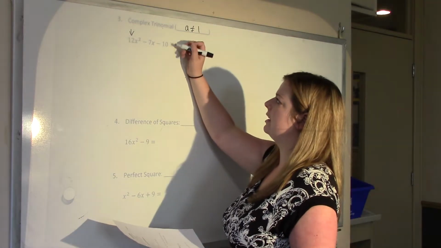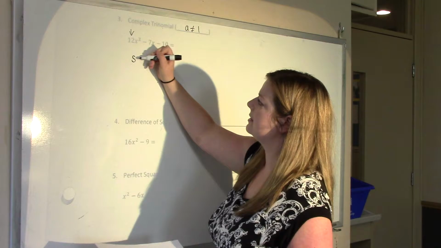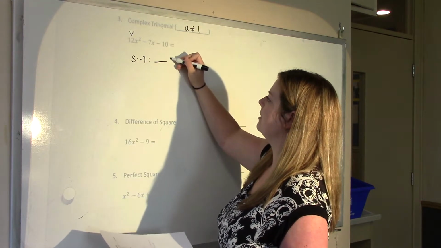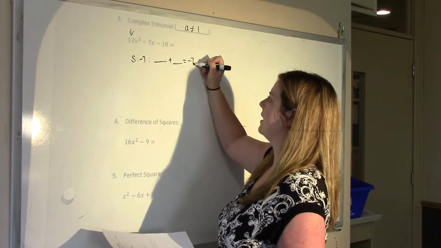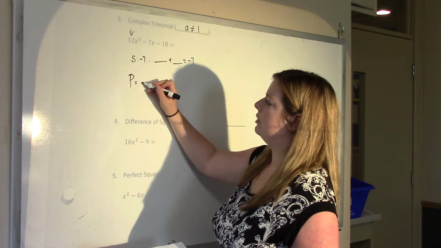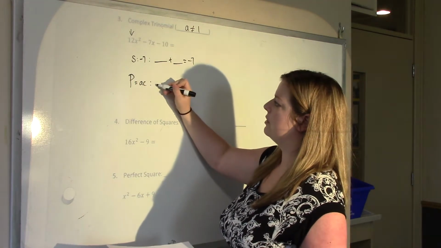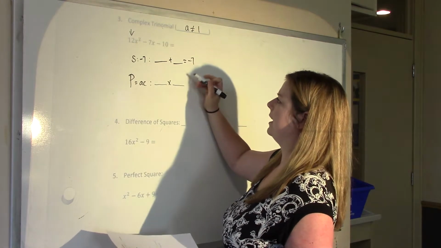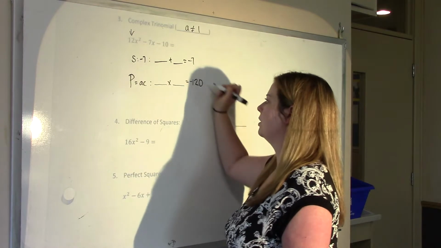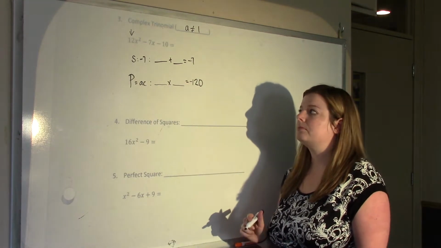So decomposition means that you're trying to look for a sum, so two numbers that add to -7. So something plus something equals -7. Okay, that's the b value. But then your product is equal to a times c. So your a value times your c value. So you're looking for something times something that multiplies, in this case, to -120.